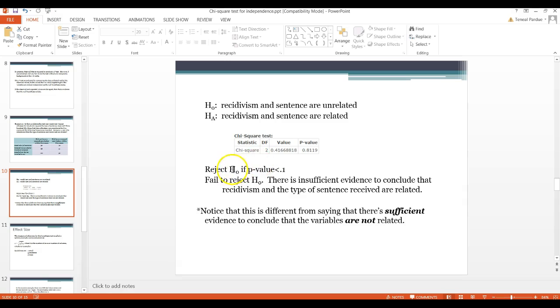So if we're using 0.1 as our alpha, we would fail to reject H0 and say that there is not sufficient evidence to conclude that these two variables, the recidivism and the type of sentence received on the first conviction, are related. And I want to point out here that saying we cannot conclude that the variables are related is different from saying we can conclude that they are not related. Okay, so that's a somewhat subtle difference, but it is a difference.